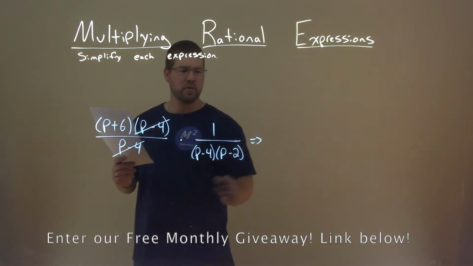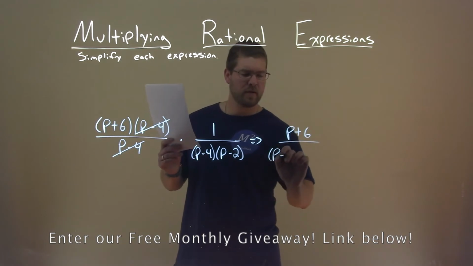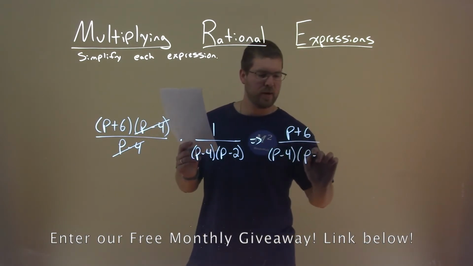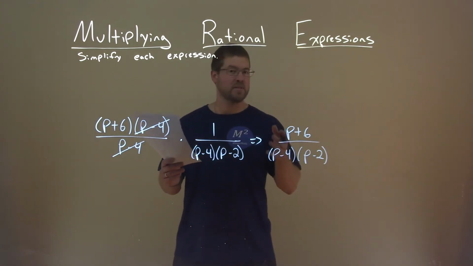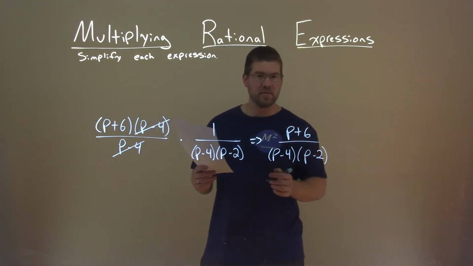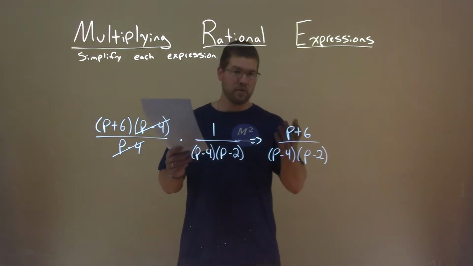So bring that over. I have a p plus 6 in the numerator. The denominator is that p minus 4 times p minus 2. And we're in simplest form here, and there's nothing else we'd like to simplify. So p plus 6 divided by (p - 4)(p - 2) is our final answer.